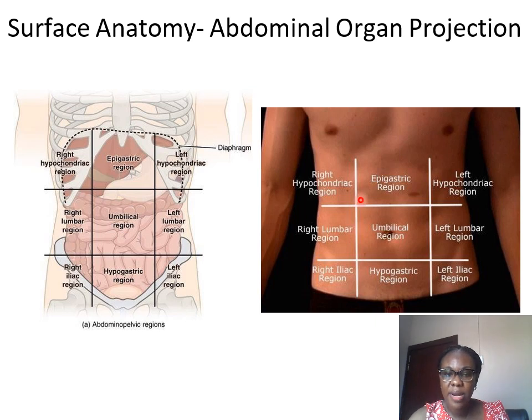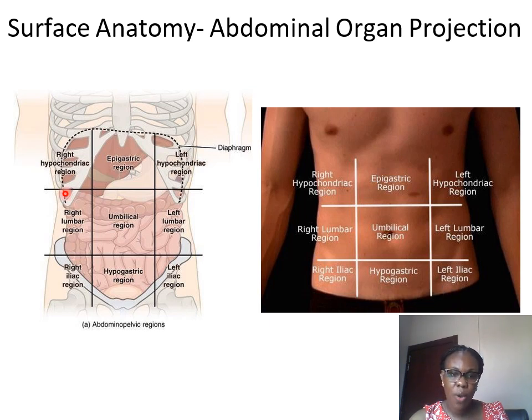So now the 9 regions divides the abdomen into the right hypochondriac region, the epigastric region, the left hypochondriac region, the left lumbar region, the umbilical region, the right iliac region, the hypogastric region, and the left iliac region.